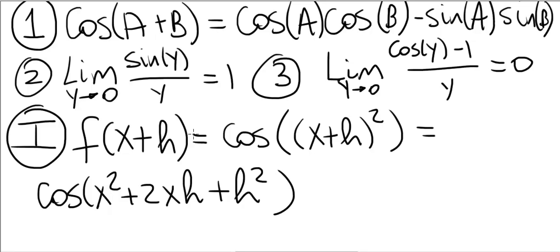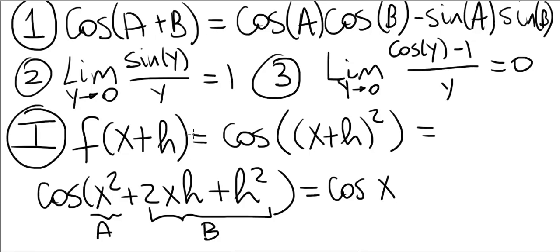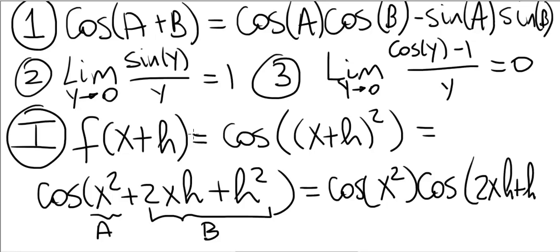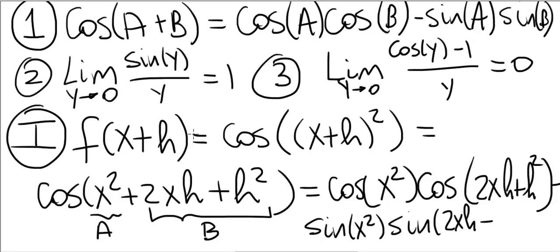Now that's the sum of three things. Let's label x squared as a, and then the sum of the second and third term, 2xh plus h squared, let's call it b, and apply result number 1, the trig identity, which gives us cosine of x squared times cosine of 2xh plus h squared minus sine of x squared times sine of 2xh plus h squared.